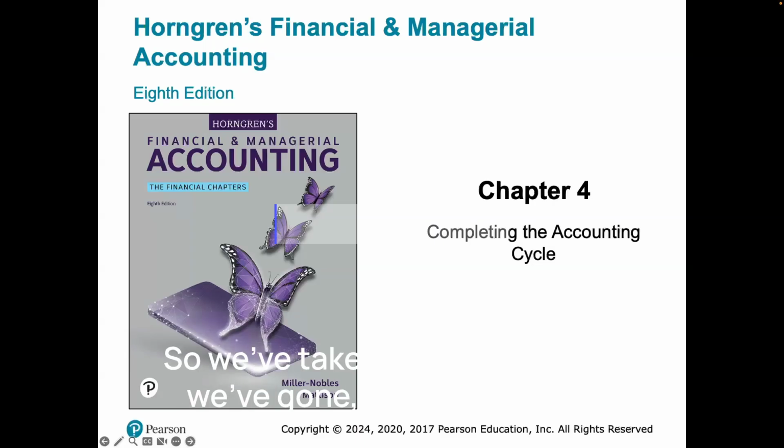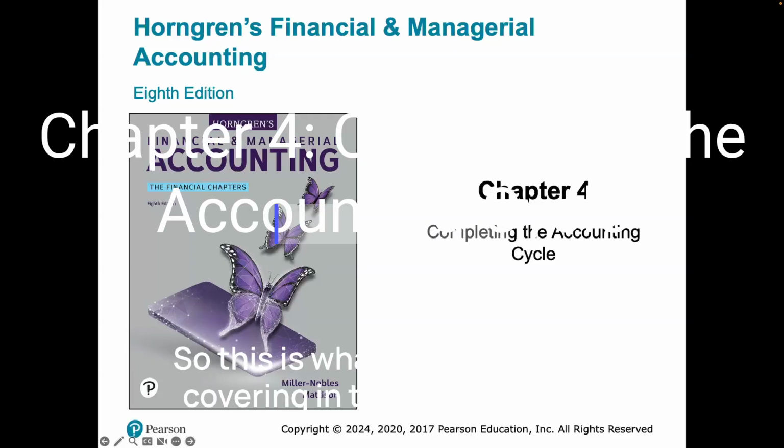So we've taken the adjustment, we've made the adjusted trial balance. And now we're going to go on and make the reports. And now we're going to close out the cycle, pretty much redo the cycle so we can start anew. So this is what we're going to be covering in this chapter for completing the accounting cycle.